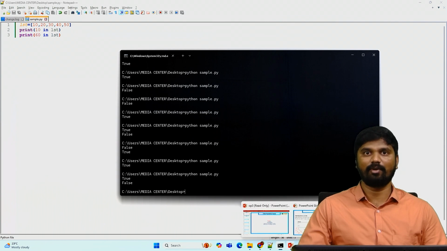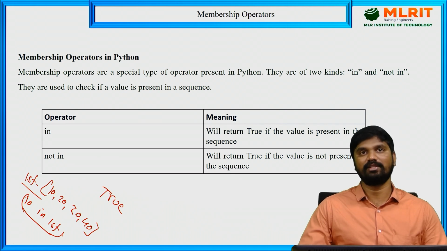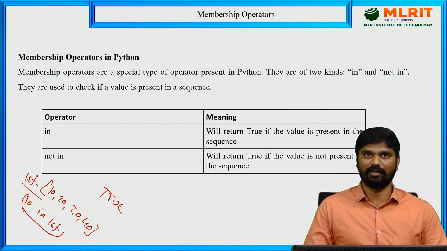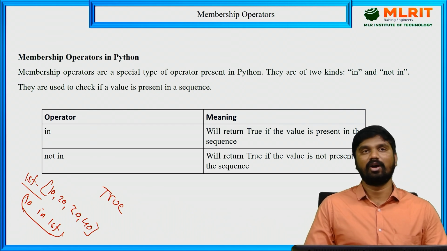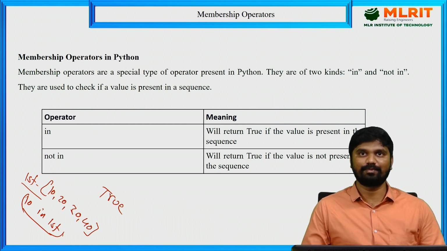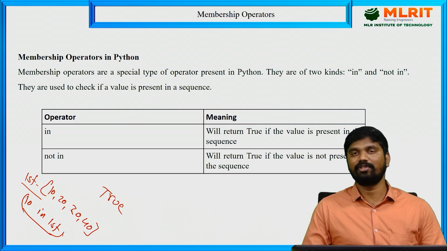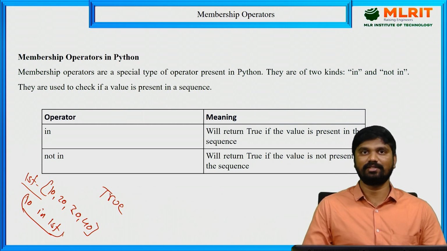And next, the other operator we have in the membership operators is the not in operator. It returns true if the value is not present in the sequence. It performs just the opposite operation. Not in means the opposite of the in operator. The in operator returns true if the value is present. But not in, if the value is present, it returns false. If the value is not present, it returns true. So that is the thing, right?